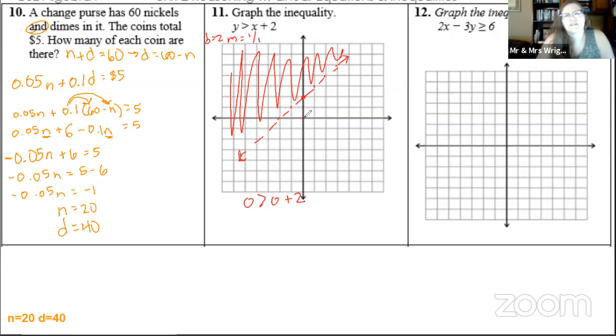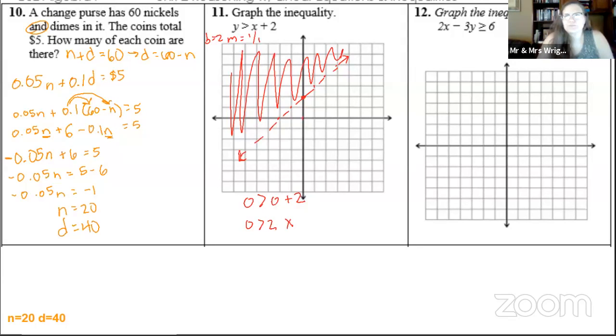Since this is on the side that is not shaded, we should get a false statement. So 0 is greater than 2. Okay, that is false. So our answer checks out. You could choose a number on the positive side here, the shaded side, in which you would want to make a true statement.